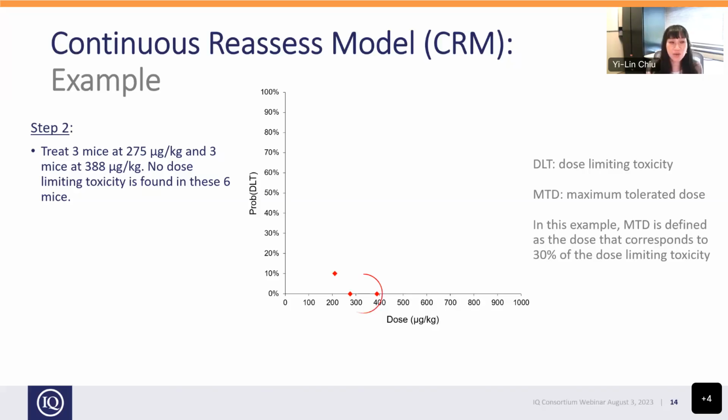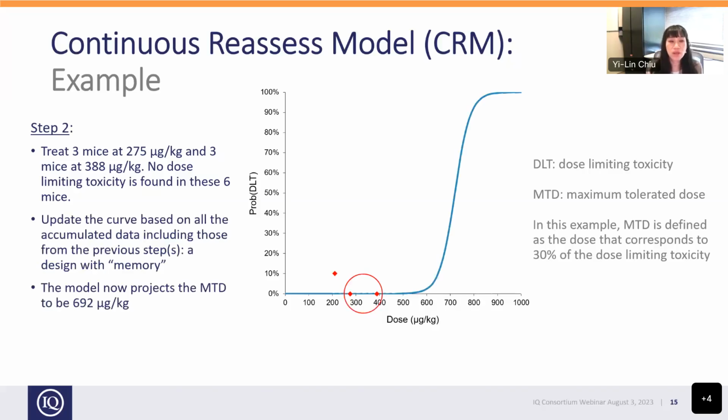And then the model will take into account all the accumulated data. Unlike the traditional design, where we move on, here the data have been accumulated and then modeled accordingly. So now, as we can see, based on this new information, the model projects the MTD to be 672 microgram per kg, pretty high dose.